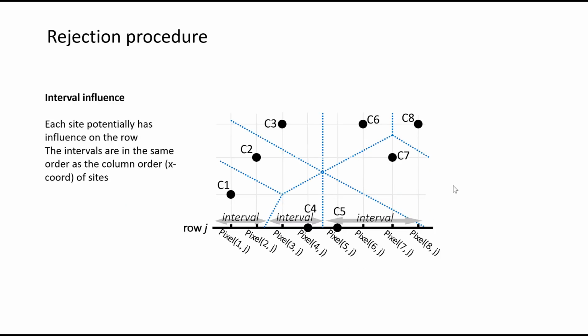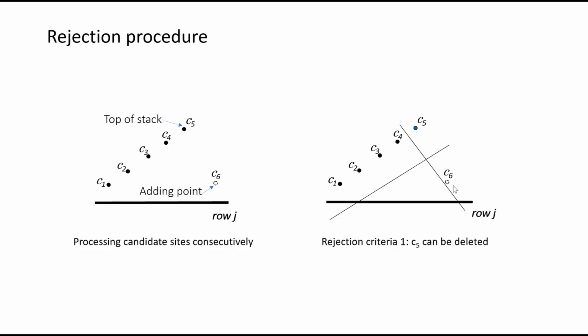Each site can impact an interval along the row. These intervals are in the same order as the sites. We will divide the work of calculating which sites have intervals on the row amongst processors, then merge the resulting lists. During merge, some sites will no longer have an interval on the row, so these are removed.